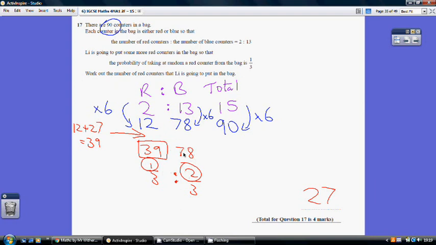So we've got 78 blues. Now we need to have half as many reds. So we need to end up with half of 78, which is 39 reds. Well, we've presently got 12 reds in the bag. We need to get to 39 reds. So how many reds do we need to add to the bag? 39 take away 12, which is 27.